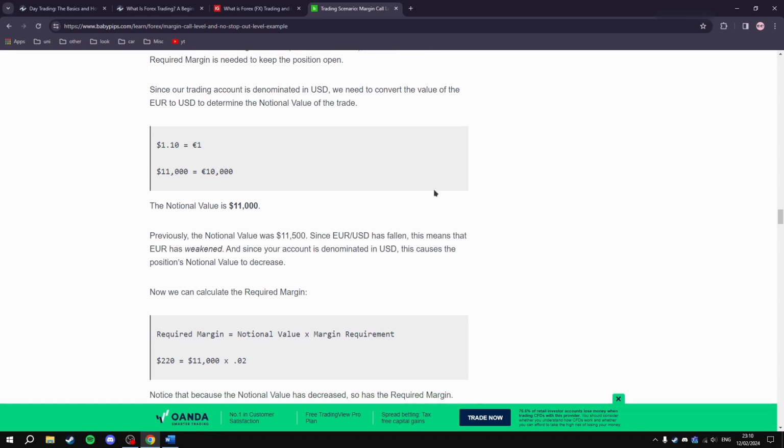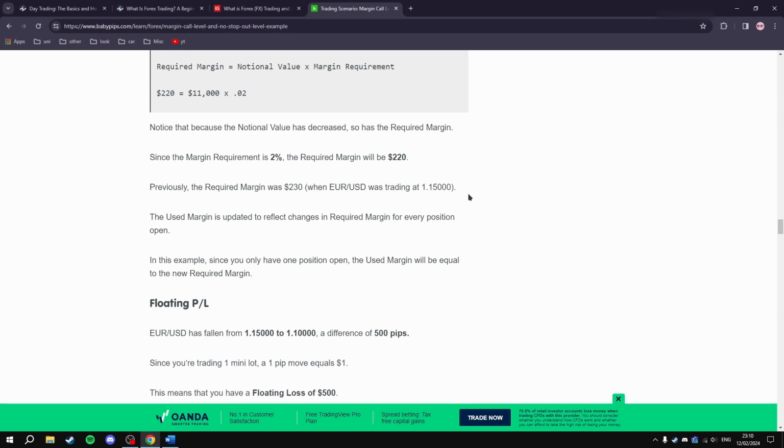Now we can calculate the required margin. Required margin equals notional value times our margin requirement, so 11,000 times 0.02, which gives you $220. Notice that because the notional value has decreased, so has the required margin. Since the margin requirement is 2%, the required margin will be $220.